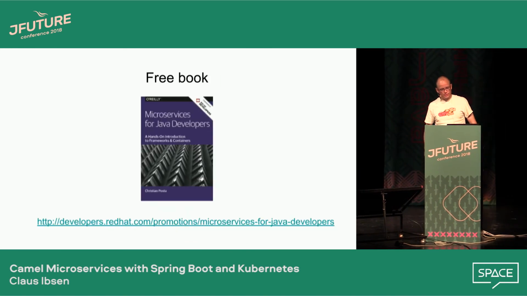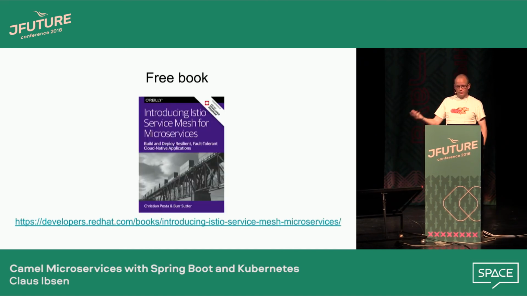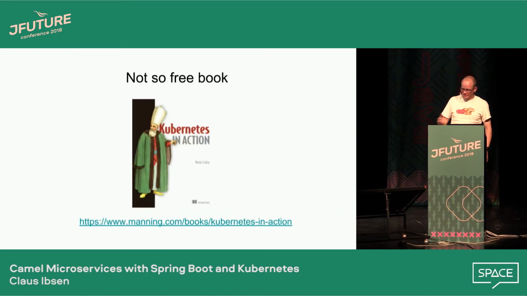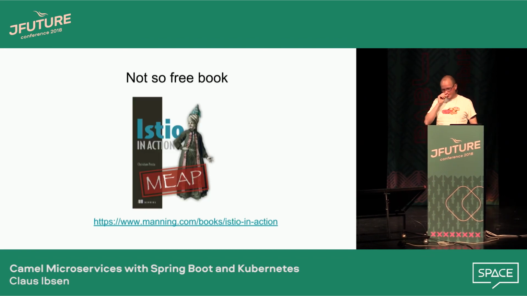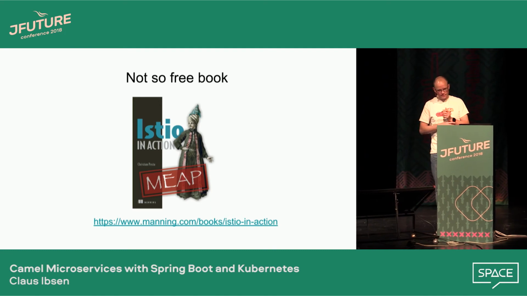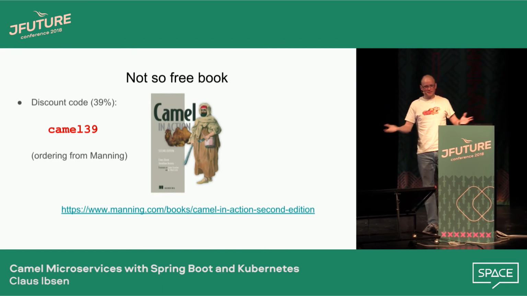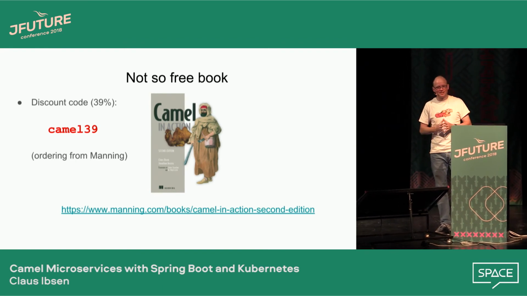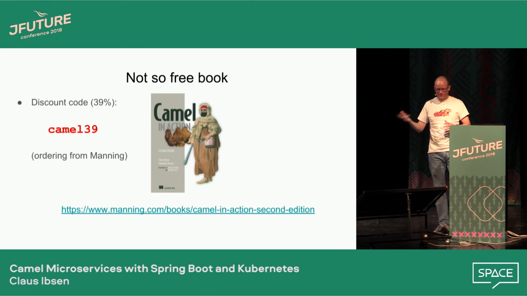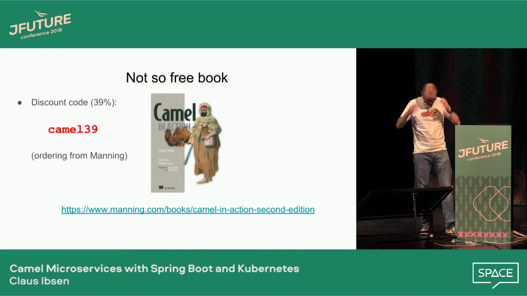Some books around this. As a Java developer, if you want to build microservices for containers, there's a free book here. There's another one around Istio. And then there's also a book, but it's not so free, Kubernetes in Action, an awesome book. There's also Istio in Action, currently being authored, not published yet. And then there's the best book of all, Camel in Action, my book. It was published in February this year, so it's brand new, second edition. It's a small book, the quick start, it's only 900 pages.